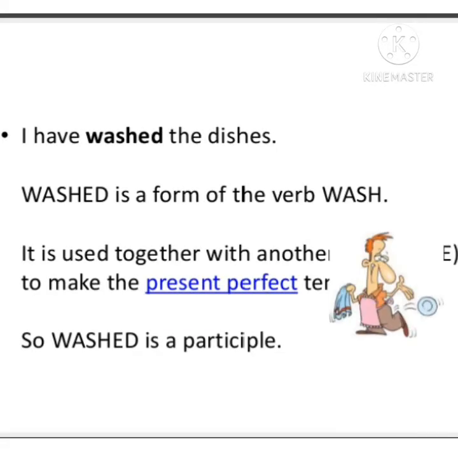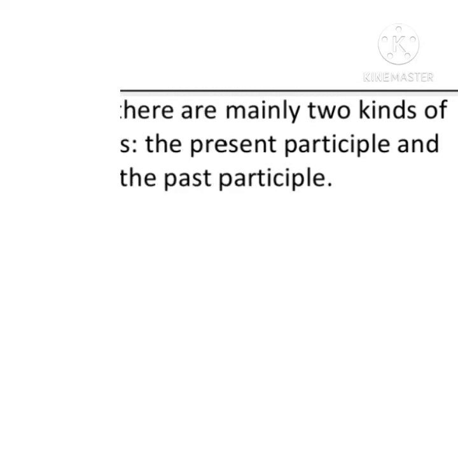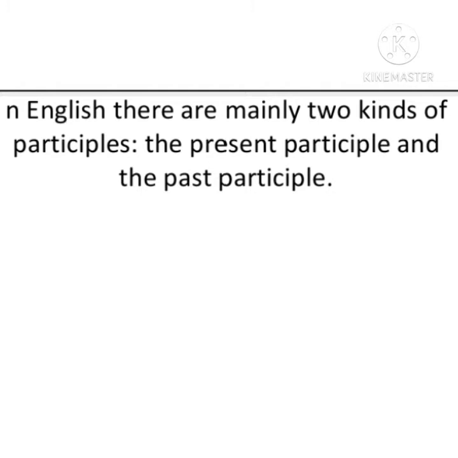And in another example, I have washed the dishes. Here, washed is a form of the verb wash and it is used together with another verb, have, to make the present perfect tense. So, washed is a participle in this sentence. We know that in English there are mainly two kinds of participles, the present participles and the past participles.